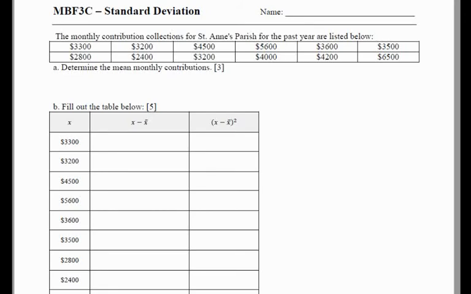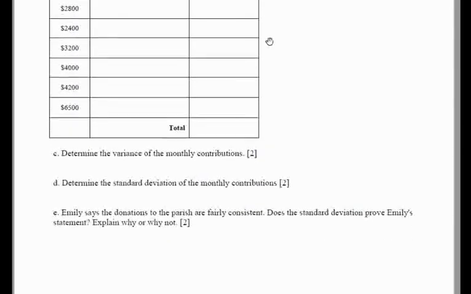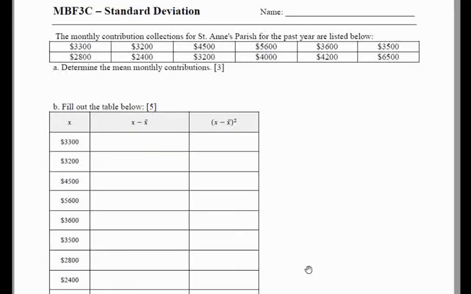You are then run through the procedure for standard deviation. So first you find the mean. Then you fill out the table. You find the variance, find the standard deviation. Then you answer this question: are these donations fairly consistent? So that's the project for this. I won't work through this one because this is a static project, so you'll have to do this one on your own.